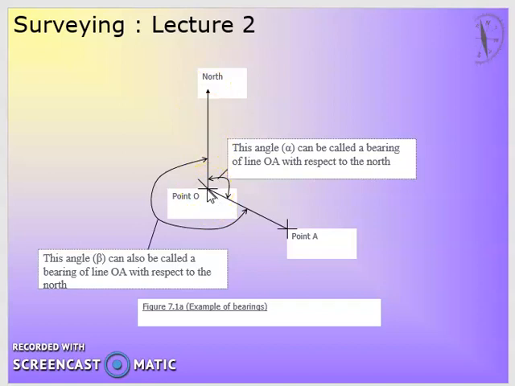So in essence, when we are looking at the bearing of this particular line OA from the reference point called our north, this angle alpha is called a bearing. So alpha is called a bearing of the line OA with respect to the north. At the same time, there is also another angle called beta. Beta is also called a bearing of the line OA with respect to the north. So this is a particular method of identification of a bearing, but in this case, there are two different bearings for the same straight line.